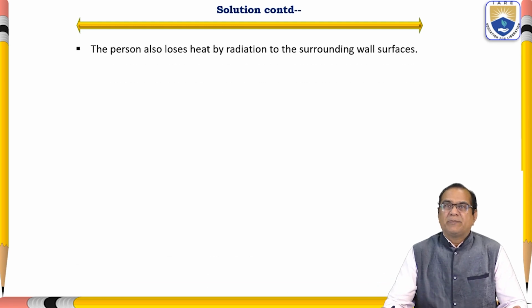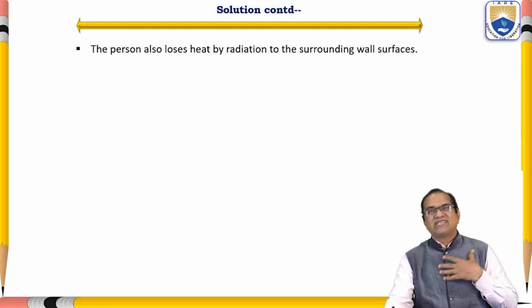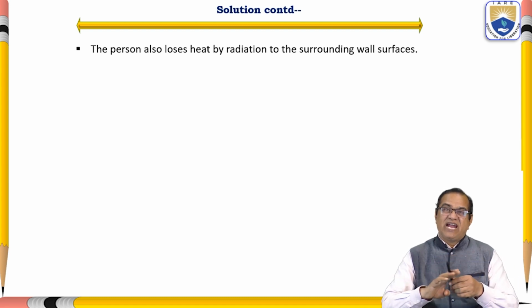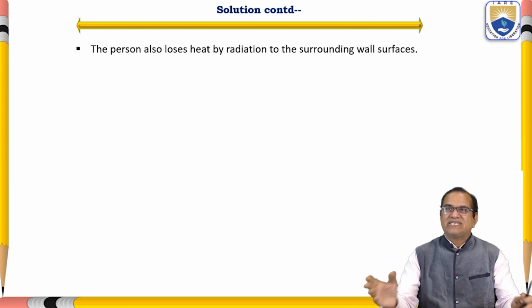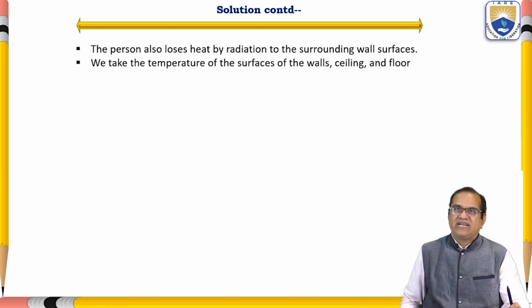Now, the person also loses heat by radiation to the surrounding wall surfaces. So the person has got some heat and that heat will also be emitted as a form of radiation. So we have to understand about the radiation.